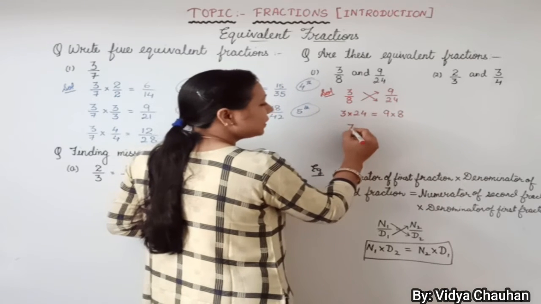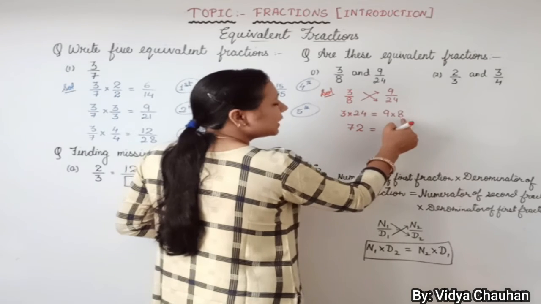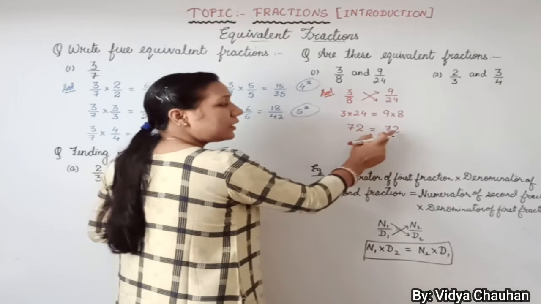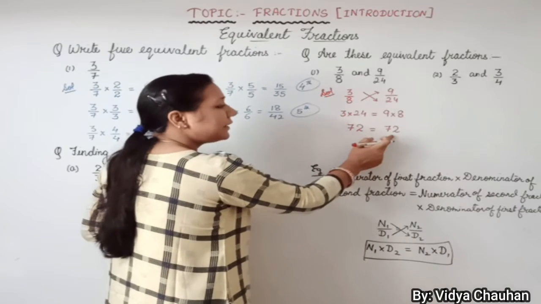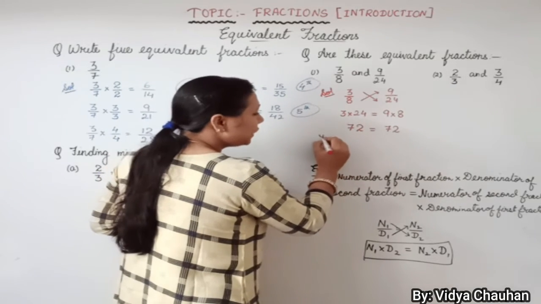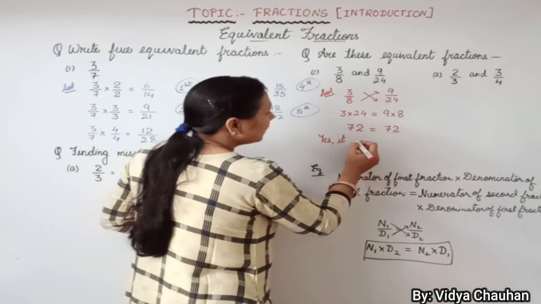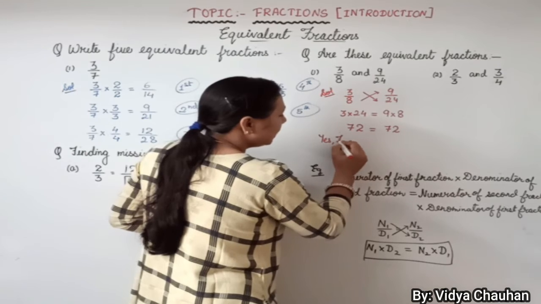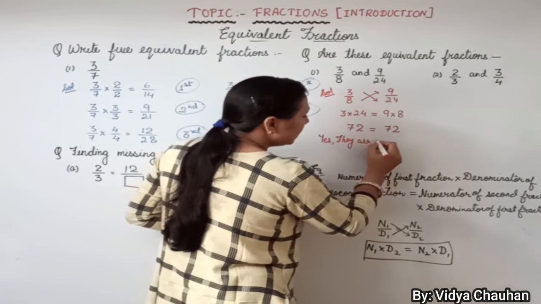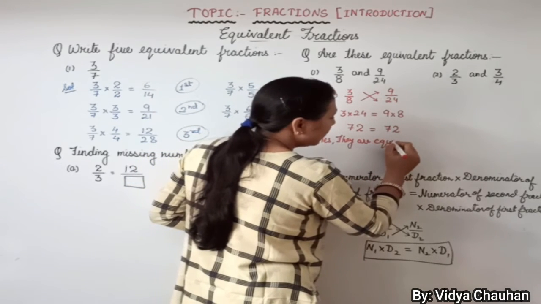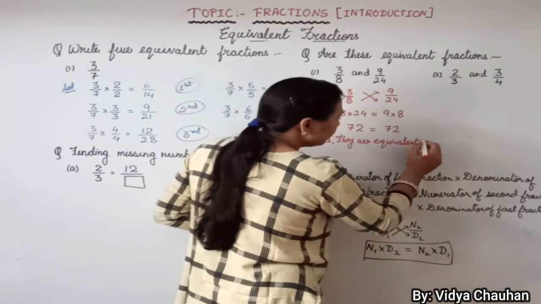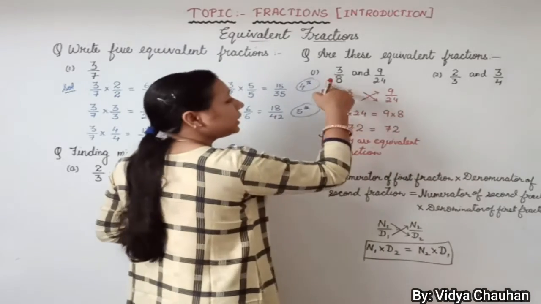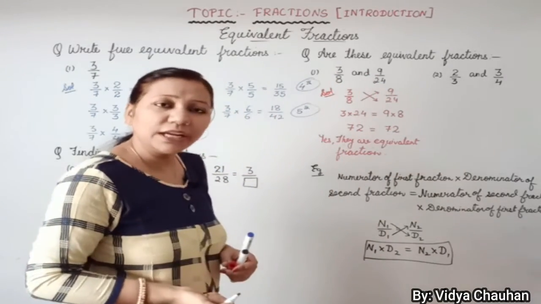What is 24 3s are? 72. And what is 9 8s are? 72. Since both the products are equal on both the sides, right side and left side, we are getting 72. So yes, they are equivalent fractions. You will write yes, the two given fractions 3 upon 8 and 9 upon 24 are equivalent fractions.